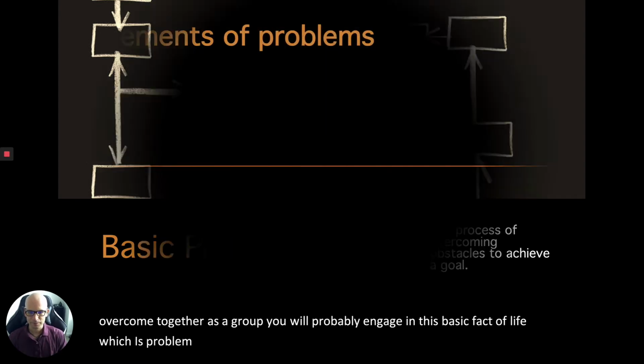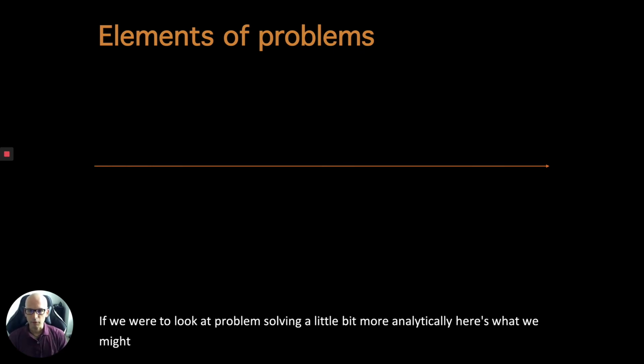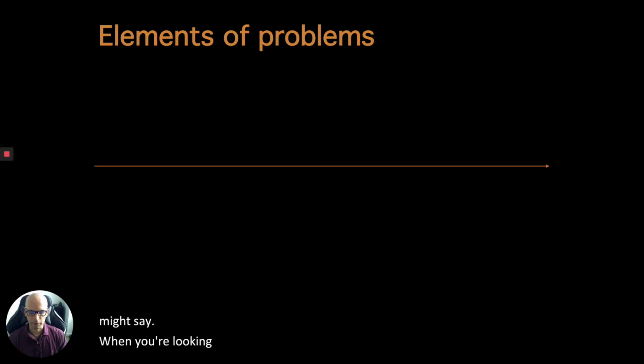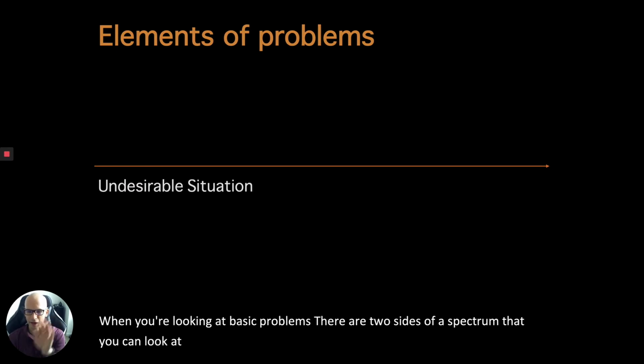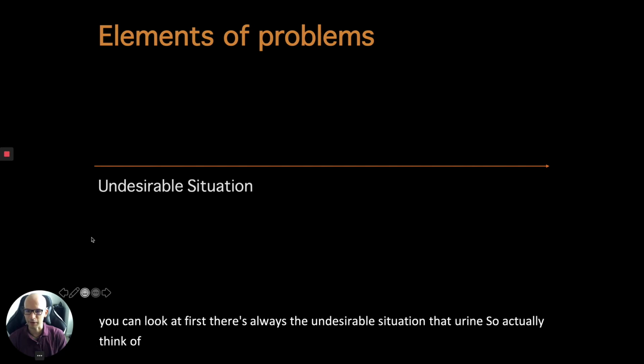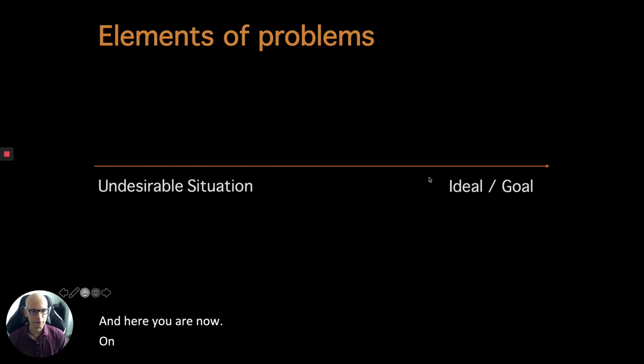Now, if we were to look at problem solving a little bit more analytically, here's what we might say. When you're looking at basic problems, there are two sides of a spectrum that you can look at. First, there's always the undesirable situation that you're in. So actually think of this more as a timeline, if you will. So you're in this undesirable situation and here you are. Now, on the other side of the situation is the ideal or the goal.